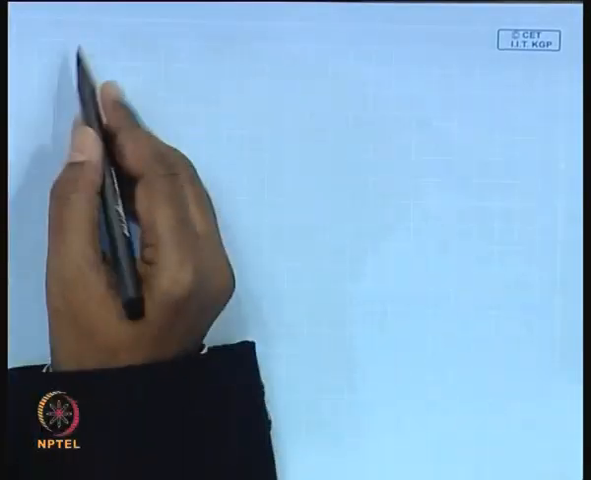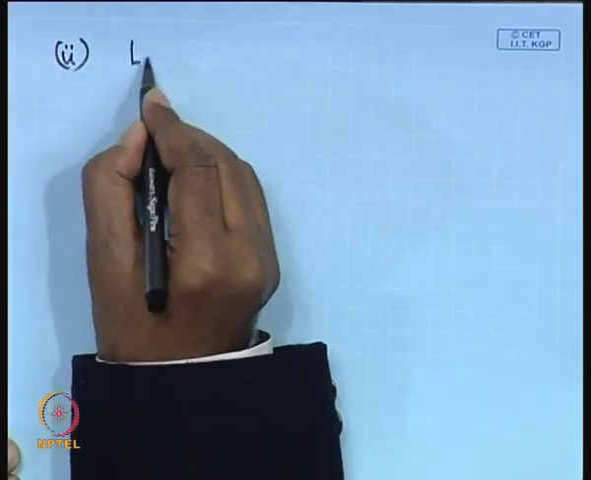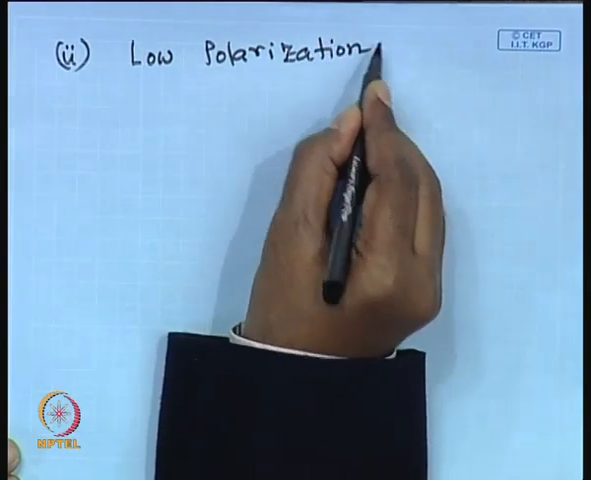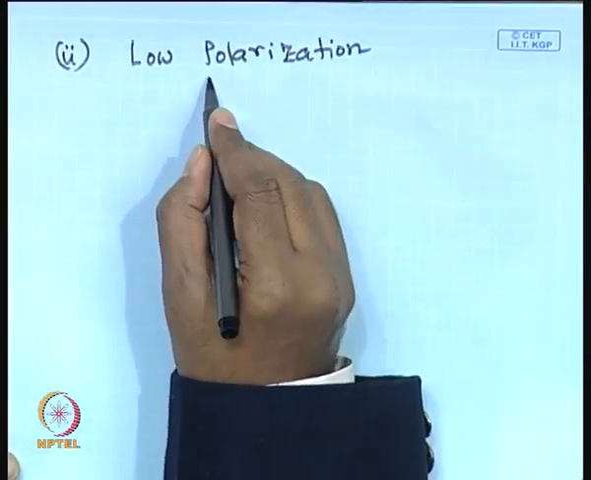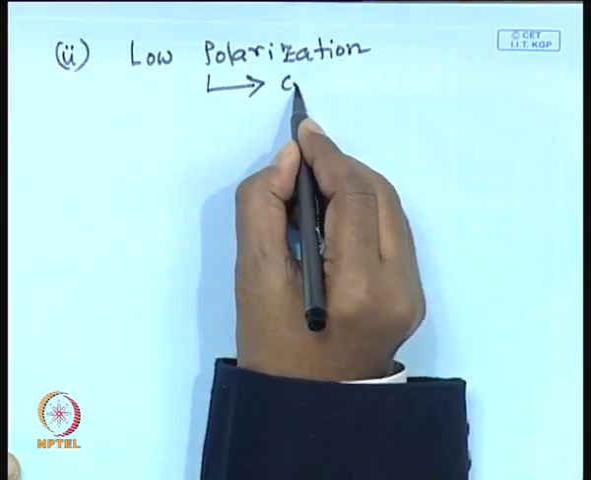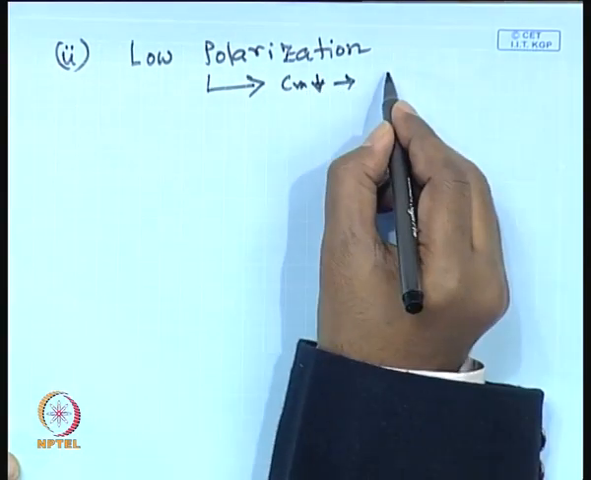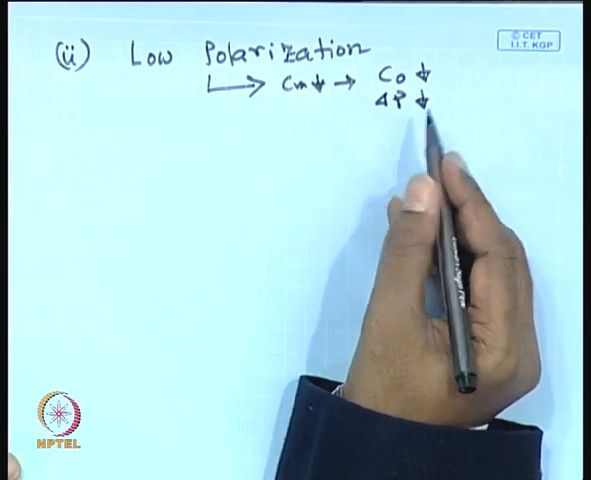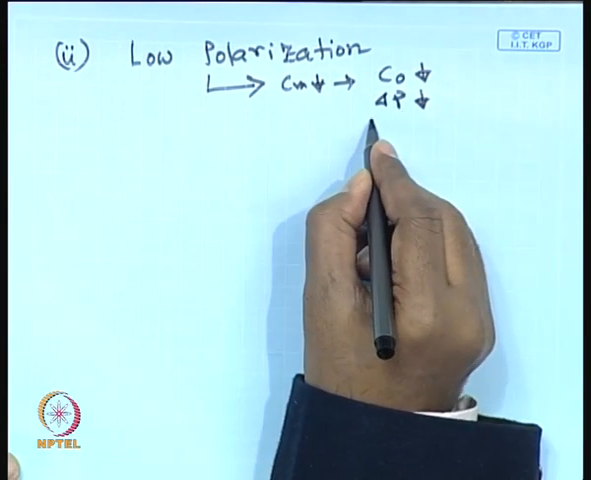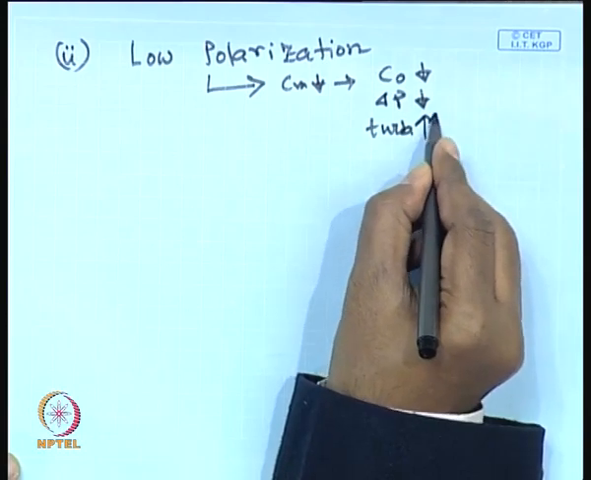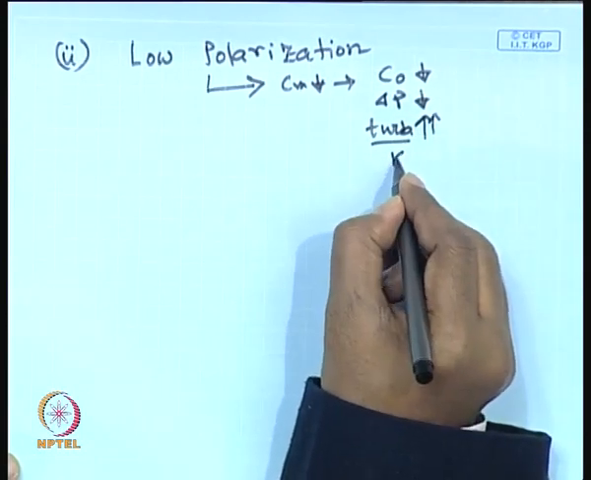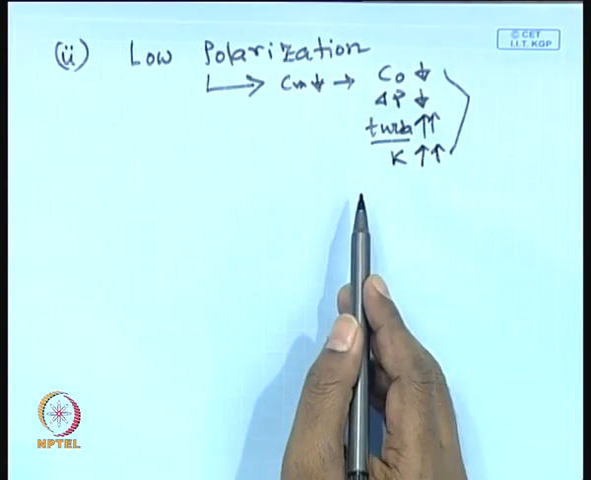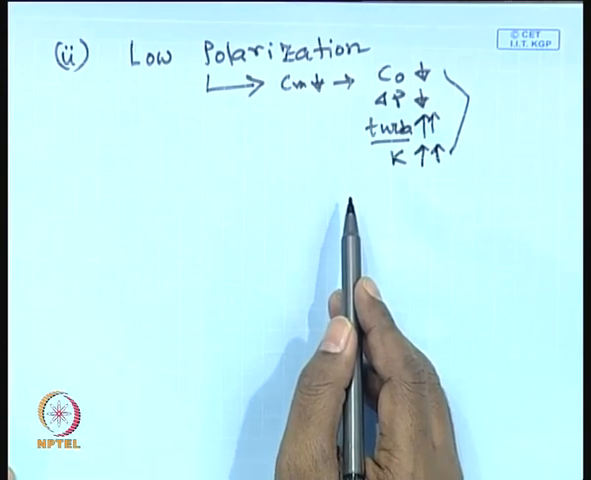The second simplification that we can think about is low polarization. I think we have discussed the condition of high polarization and low polarization earlier in our class. Low polarization means the condition where Cm will be low. Cm will be low if you have a low feed concentration, if you have low delta p, the transmembrane operating pressure, and very high turbulence. Turbulence very high means your mass transfer coefficient has to be very high.